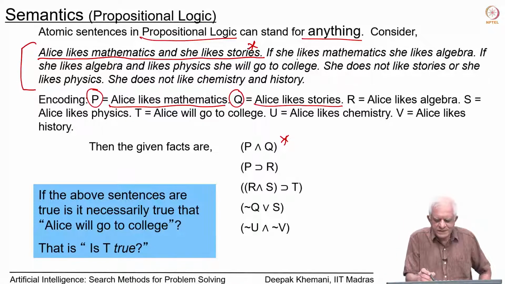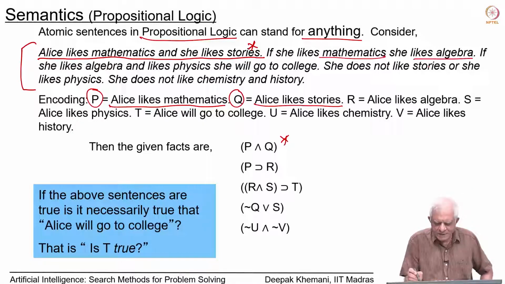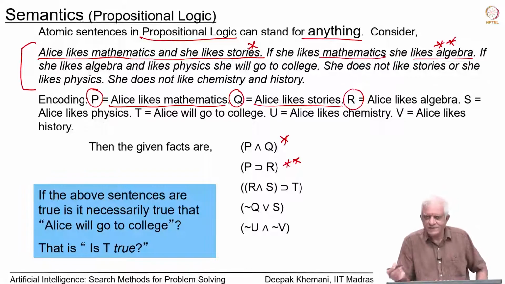The second sentence is: if she likes mathematics, she likes algebra. Of course, we are making sense of the fact that "she" is a pronoun and we are talking about Alice and so on. All that natural language processing we are doing mentally, but essentially there is a relation between liking mathematics, which is P, and liking algebra, which is R here. So, here we have a statement which says that P implies R, which stands for the second statement in our story.